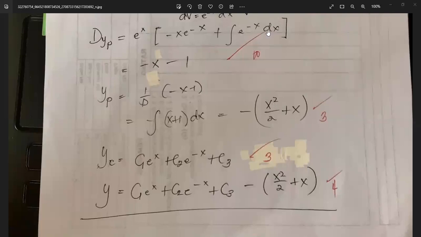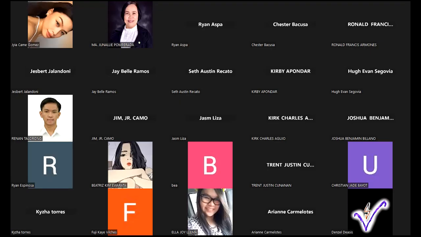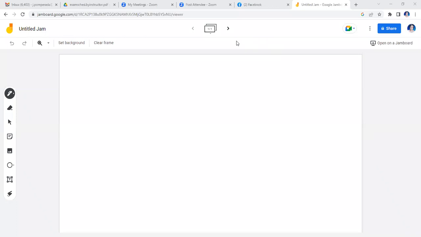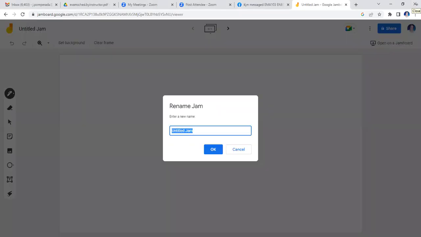Okay, I will pause the recording for a while and get a DE which we can solve using Laplace transform. How I solve one DE using Laplace transform. Okay, we'll try this DE. We'll solve it using Laplace.